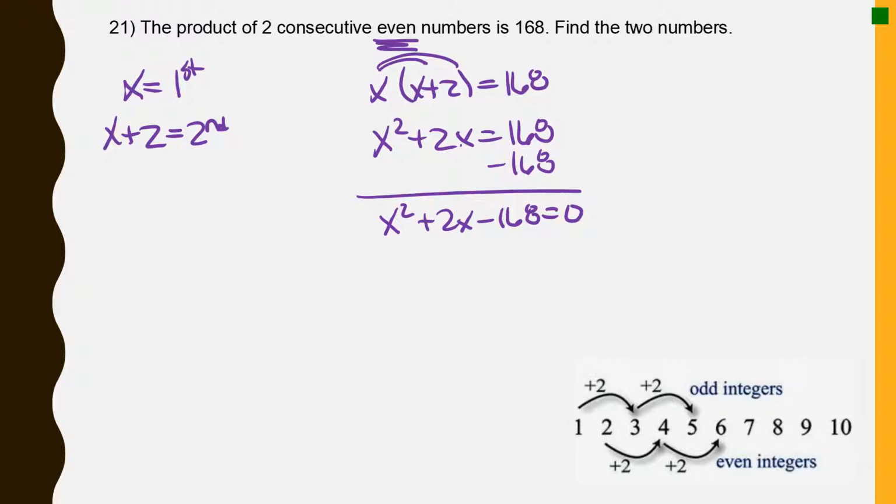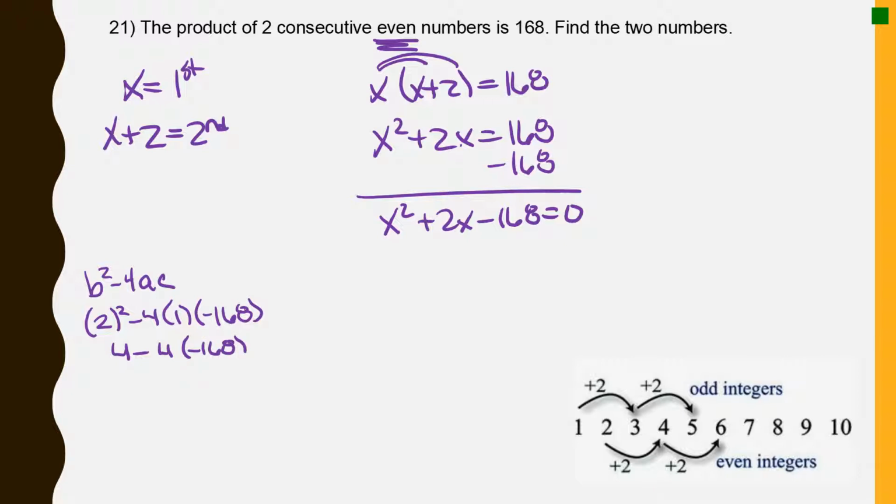168 is a pretty big number, so rather than factor that, I'm going to find the discriminant. B squared minus 4ac. So 2 squared minus 4 times 1 times negative 168. 4 minus 4 times negative 168.